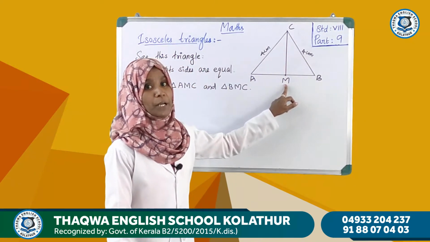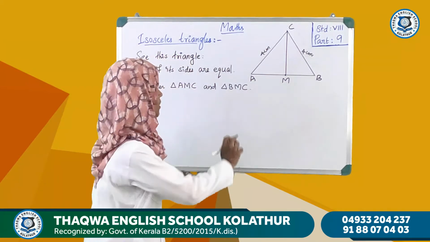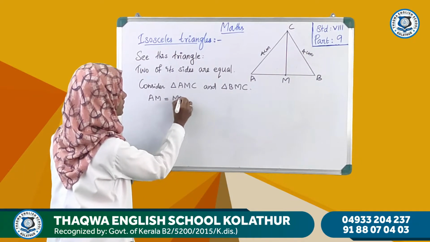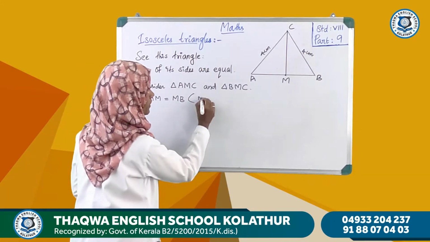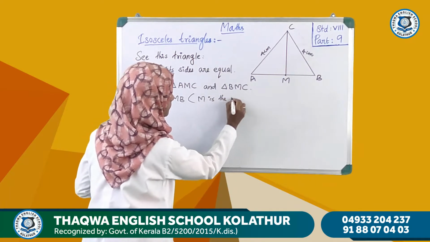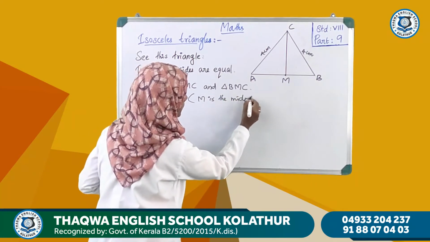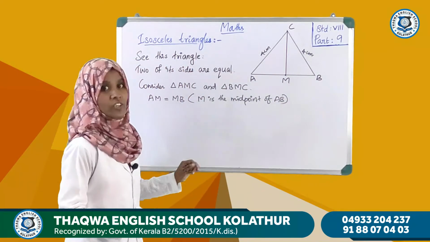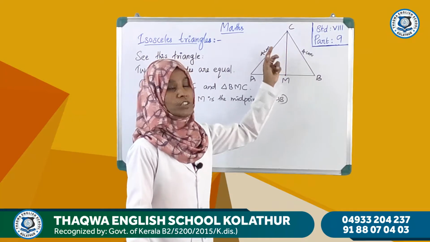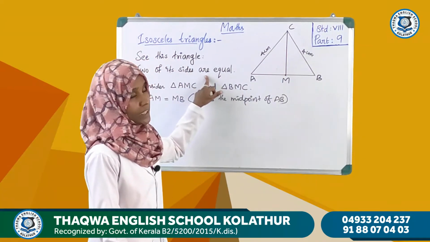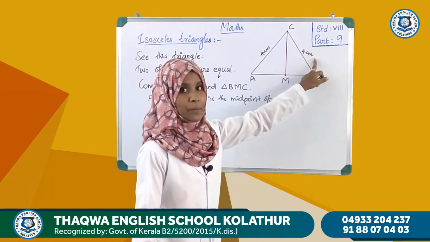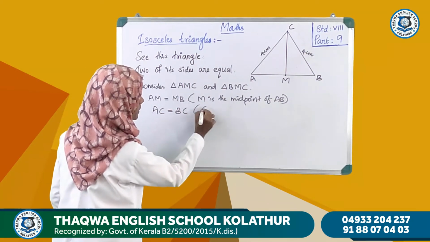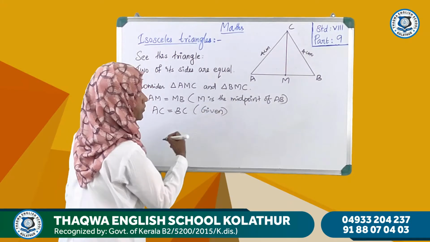Here M is the midpoint of AB. So we can write AM equals MB. What is the reason? M is the midpoint of AB. Next, you have already given two sides are equal. That is AC equals BC. This is the given condition.